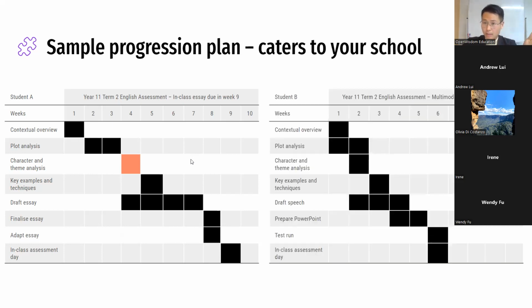And another student at our center would have a different structure. They might have a multimodal speech in week 6, which means that the progression will be a bit different to student A. But regardless of what assessment your school throws at you, our center will adjust our learning because it's a small one-on-one setting. We'll make sure you get the success that you need.